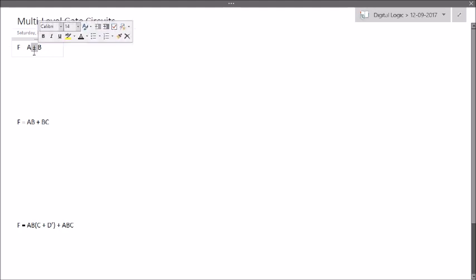Let's talk about multi-level gate circuits. Those of you who are in my class, this is the beginning of chapter 7. So let's start with the first circuit, the first example. A plus B. Obviously, this is only one level. There's only one operation.